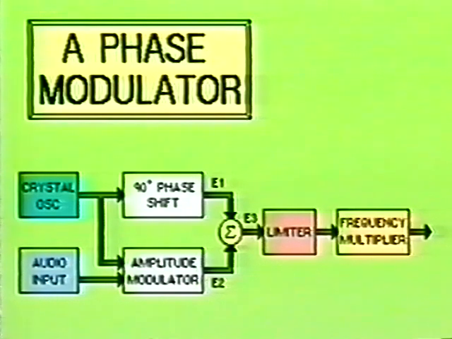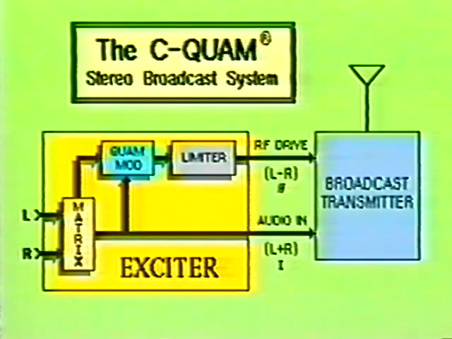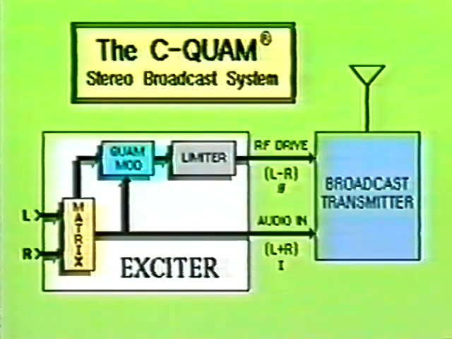Now that you have a basic understanding of the operation of the phase modulated circuit, let's examine a simplified AM stereo broadcast station transmitter. Here you see a simplified block diagram of the Motorola Sequam stereo broadcast system. Notice that the box marked exciter contains the circuitry necessary to produce the stereo information to be transmitted.